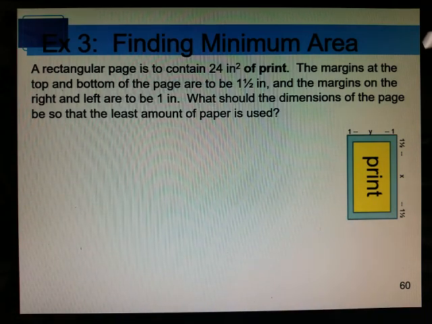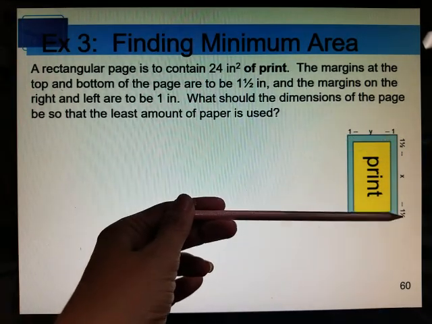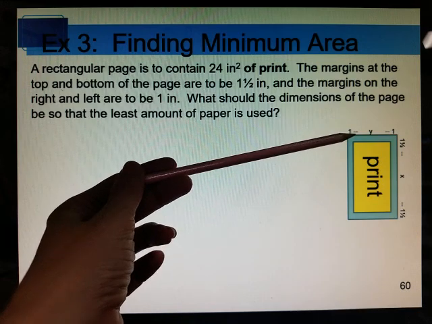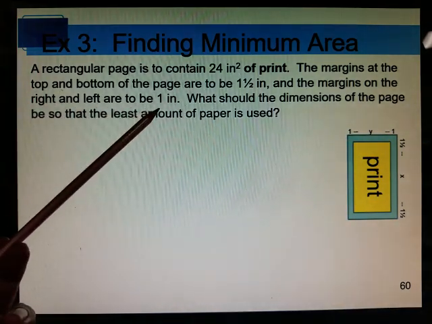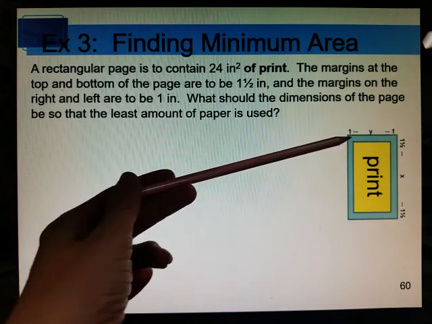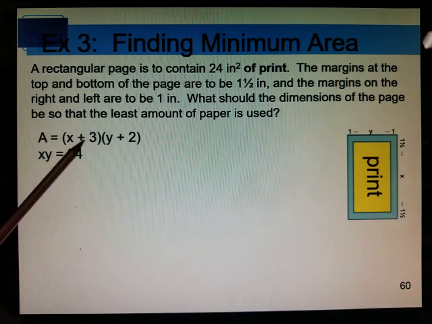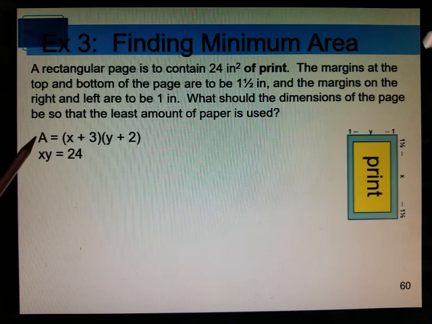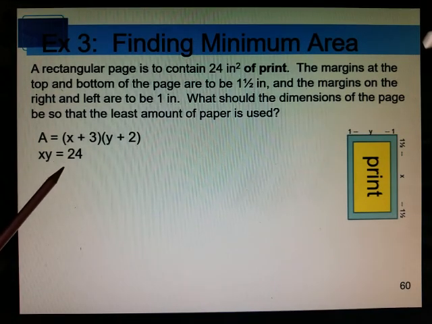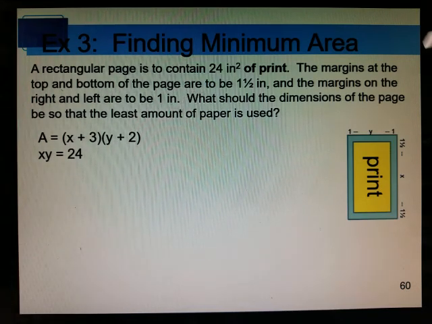The margins at the top and the bottom of the page are 1.5 each. So this is an extra 1.5 here and 1.5 here. And this is an extra inch going across and across, so you have an extra inch on the right and the left. So if I said this paper here was x and this paper was y, well then this across the top would be y plus 2, and this across the bottom would be x plus 3. So that's how I got the dimensions here of x plus 3 times y plus 2 to equal the area. Now, the yellow print, x times y, is 24, because the rectangular page is to contain 24 square inches of print. And there were your margins.